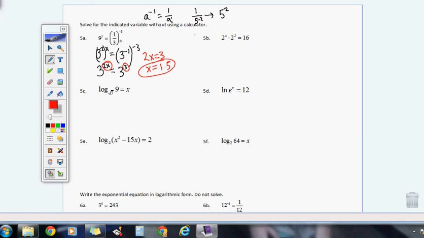You can always check your work, but this is the work, forcing a common base, that we want you to show, how this works without a calculator.